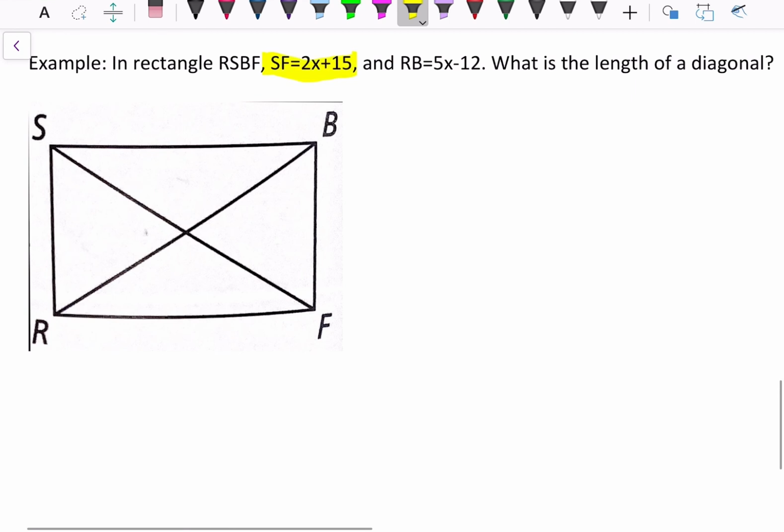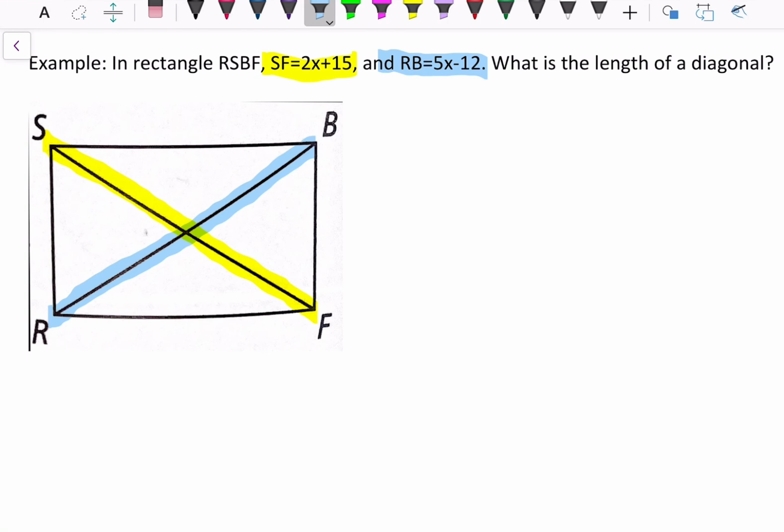So SF is 2x plus 15, and that's this line right here. And RB is this line right here. So we have the two diagonals of our rectangle. And our theorem said that in a rectangle, our diagonals are congruent. So that means I can set these two expressions equal to each other. So 2x plus 15 equals 5x minus 12. And then we would solve for x.